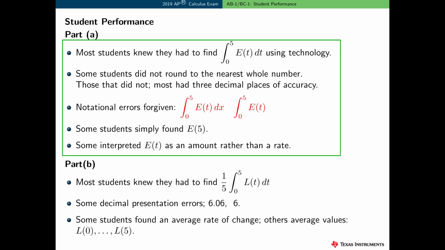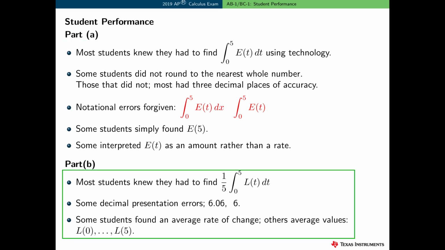Unfortunately, some students simply evaluated E of 5, and some students interpreted E of t as an amount rather than a rate, and this led to attempts at and use of a derivative. In Part B, most students knew they had to evaluate this expression, and this answer had to be presented to 3 decimal places. But unfortunately, some students presented 6.06, or just plain 6.